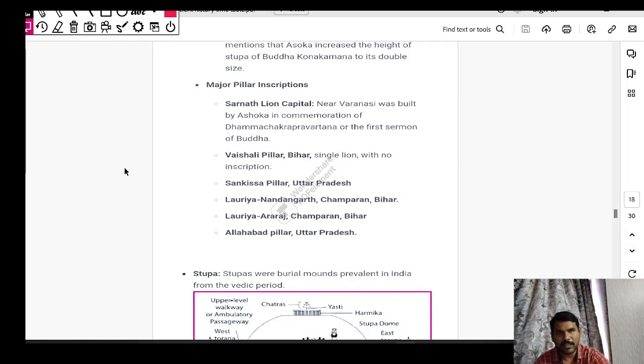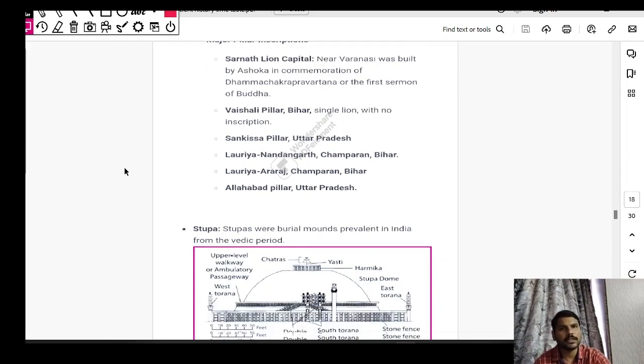Where Buddha was born, what the symbol is, where he got enlightenment, nirvana, where he gave his first sermon, and where he died. Okay, Kushinagara, Lumbini, Gaya, etc. All these things will come in Buddhism. They are also very important.